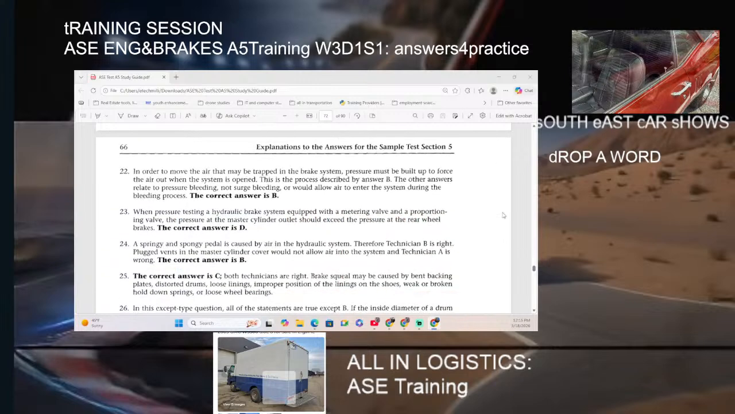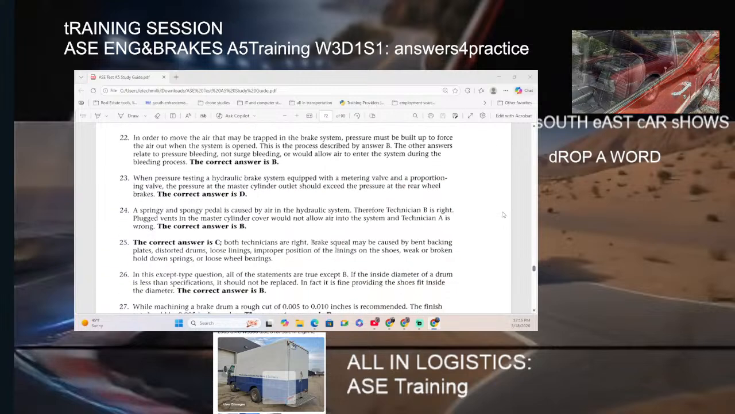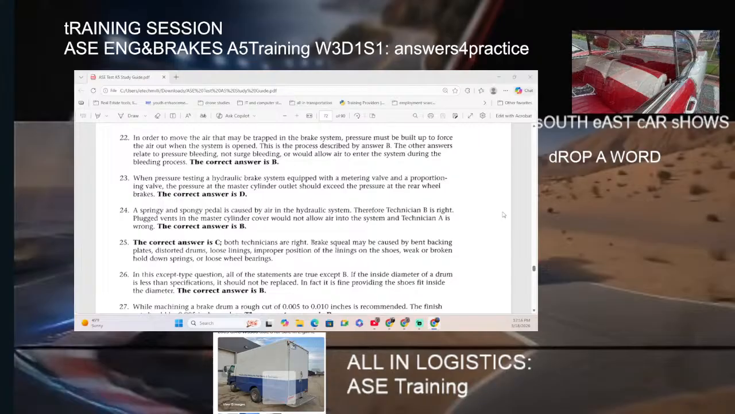In order to move the air that may be trapped in the brake system, pressure must be built up to force the air out when the system is open. This is the process described by answer B. The other answers relate to pressure bleeding, not surge bleeding, or would allow air to enter the system during the bleeding process. The correct answer is B.